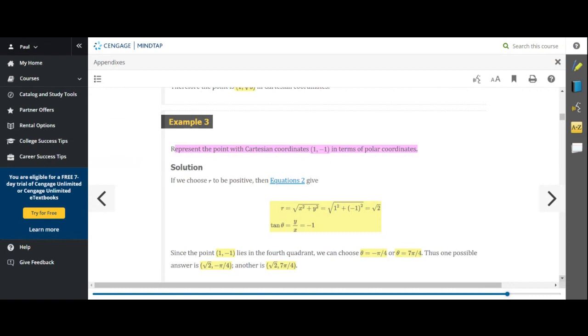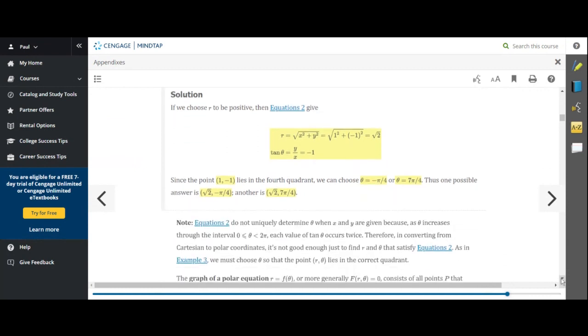So I'm just reviewing this example in Appendix H with you.